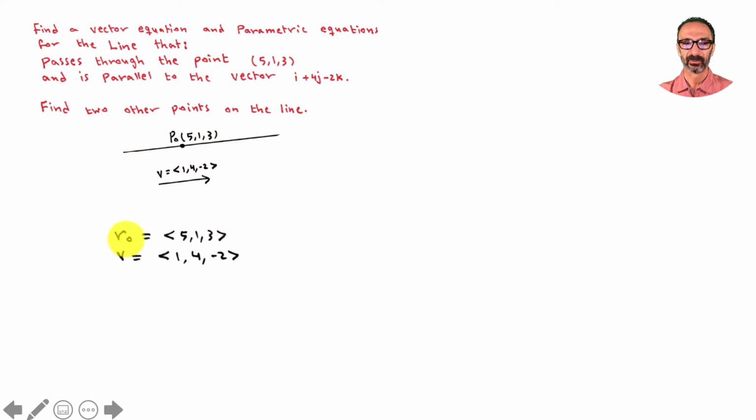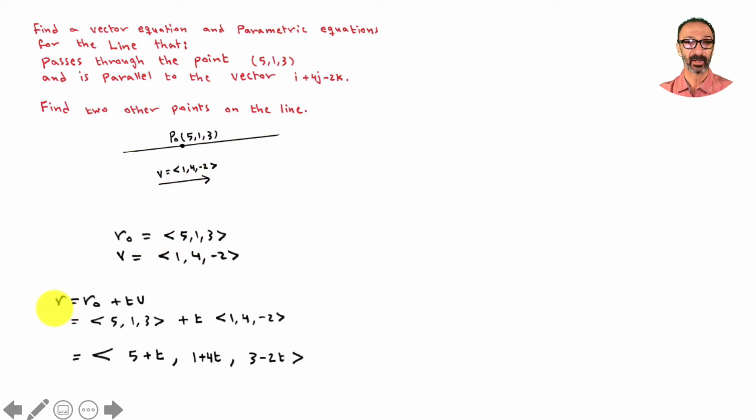R sub 0 will point to this point as a vector. V, the direction vector. R equals R sub 0 plus TV. That's R sub 0. That's T times V. Do the math, and pretty much you're done.